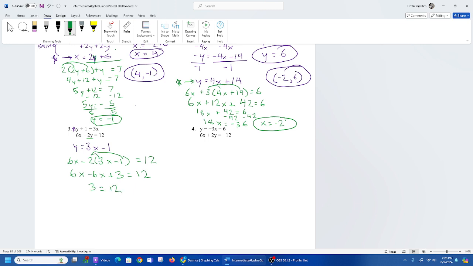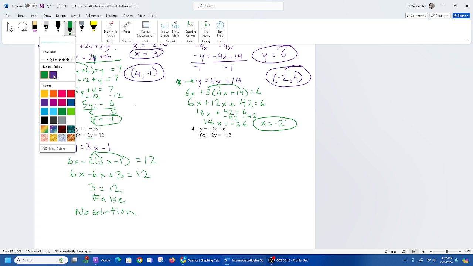Now that is a really weird thing to come across. Our variables disappeared and we get a false statement. If this happens, if you get 0 equals 30 or 100 equals a billion, something like that, where it's obviously not true, that means that there is no solution. That means that the lines are parallel.